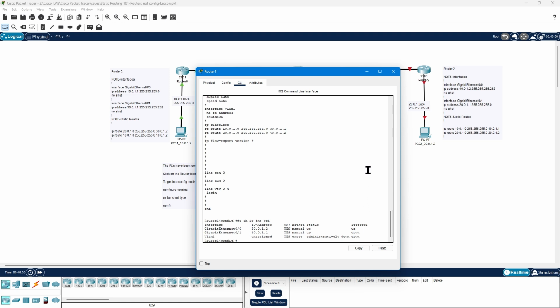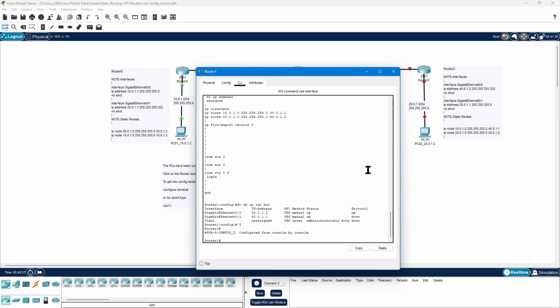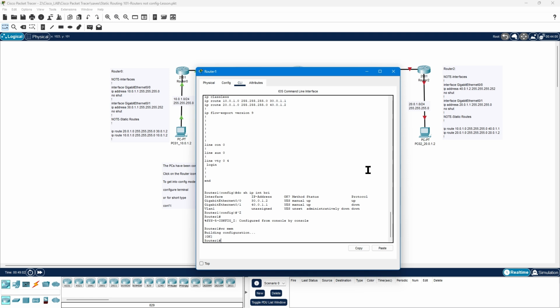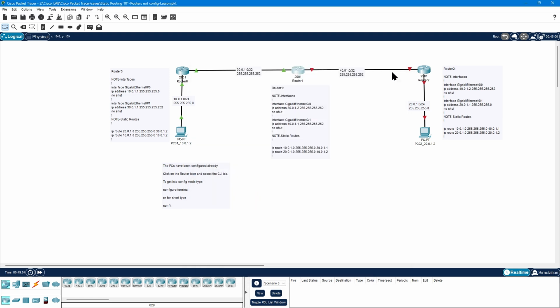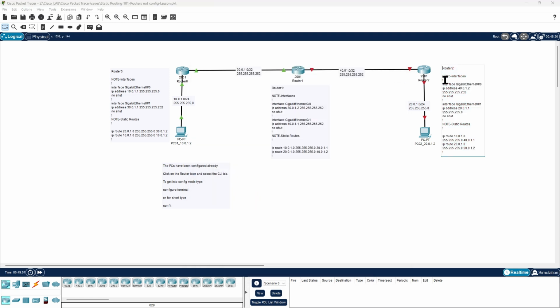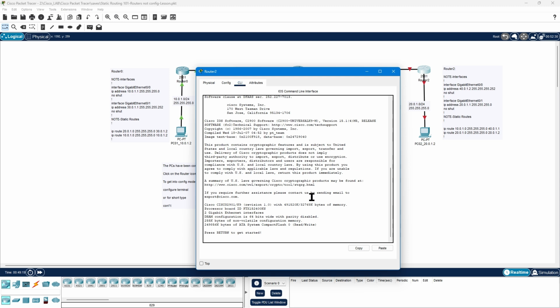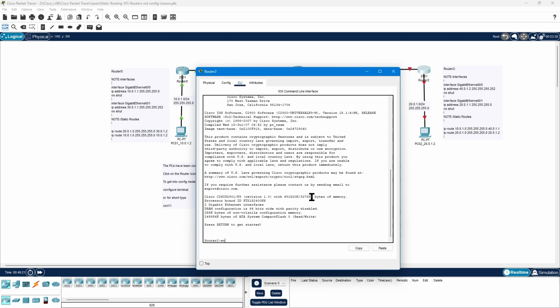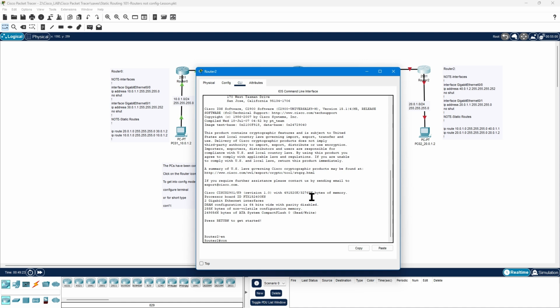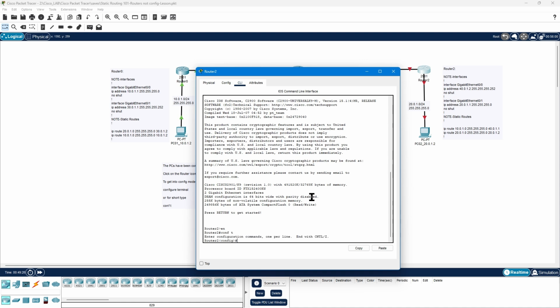So again, we'll do a Control Z here, and we will save this right now. So now this guy is saved, and he is good. And we go to the last router and do the same thing. We're going to copy this information, and we're going to paste it in here. And we'll go to the CLI, hit enter, enable, and conf t, and we will paste the information in here.